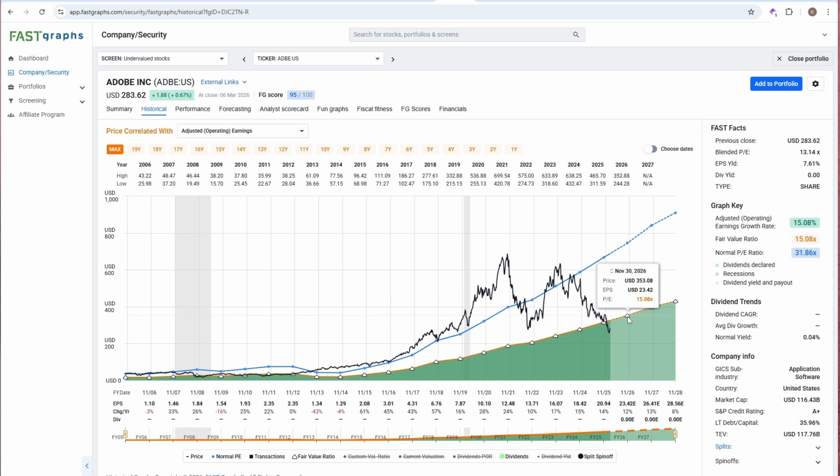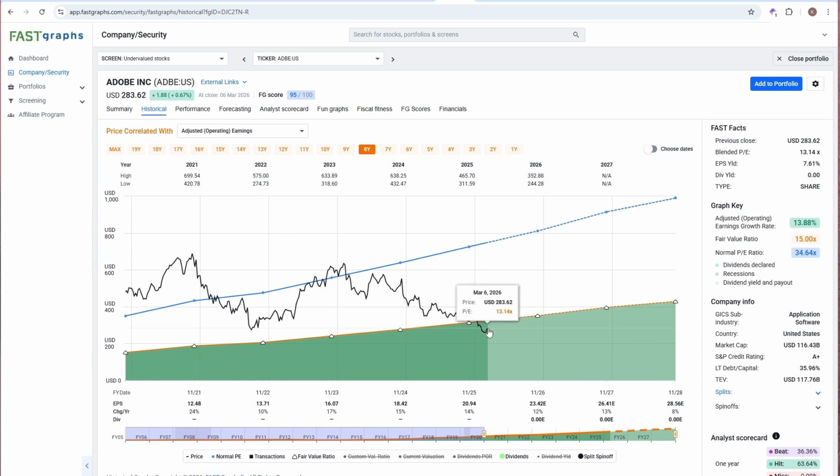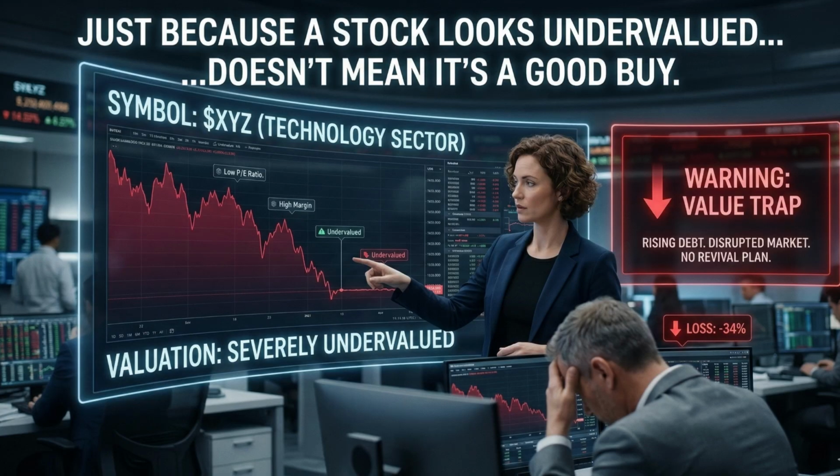And recently, Adobe's stock price has actually fallen below its historical PE ratio. You can clearly see this when the price line drops below the earnings valuation line on Fast Graphs. But this is extremely important to understand. Just because a stock looks undervalued does not automatically mean it's a good investment. Sometimes the market is pricing in real risks. For example, slowing growth, increased competition, industry disruption, or changing investor sentiment.